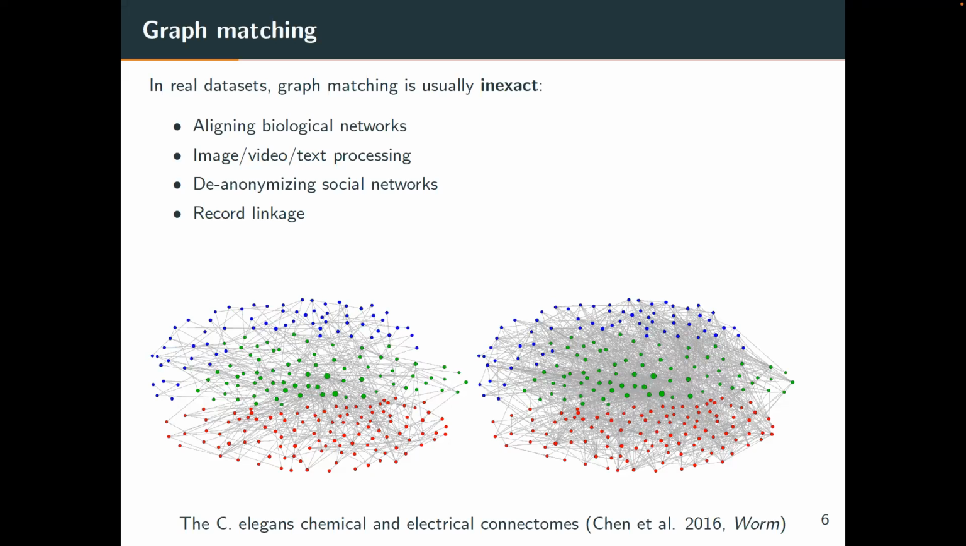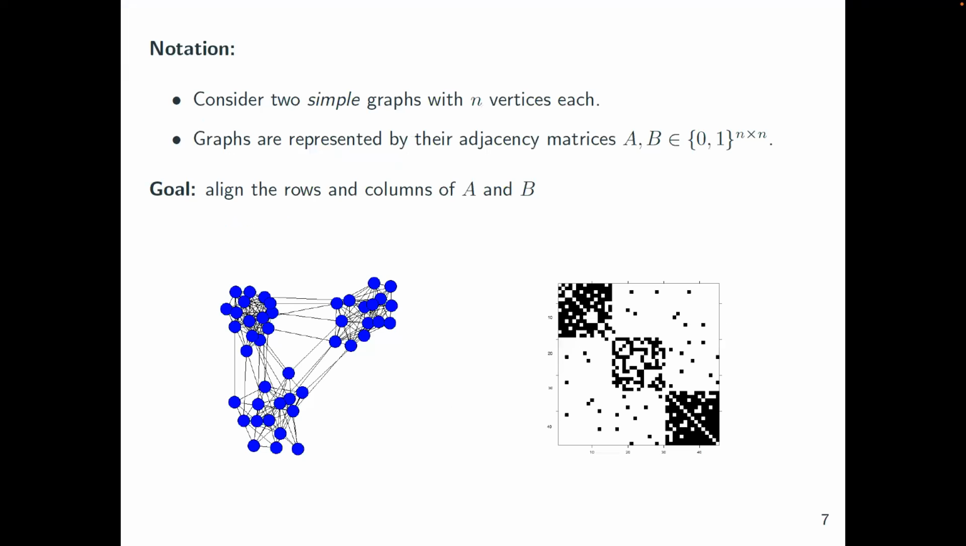For example, maybe we're interested in seeing the similarities between the brain of one type of animal and the other, or something like that. In general, the point here is that we're going to have networks that are not exactly the same, but we still expect to have some similarity between the two networks. So that's why this is called the inexact graph matching problem. Okay, so that's the idea.